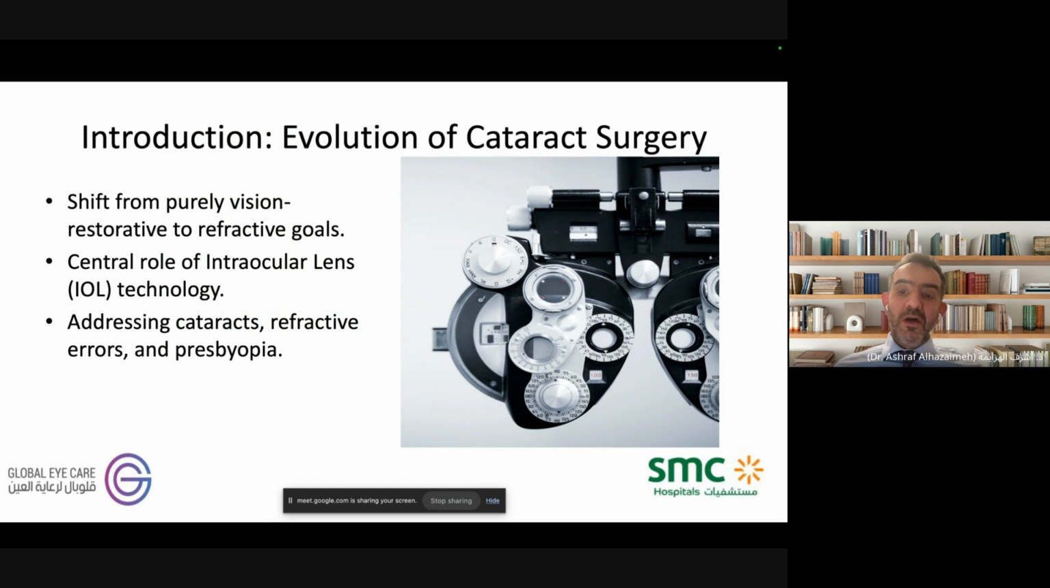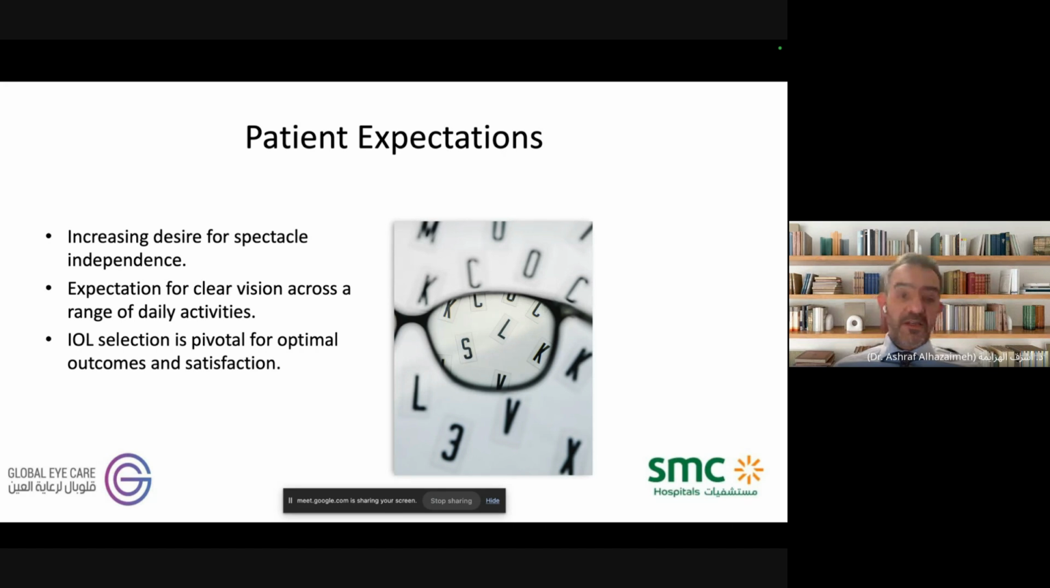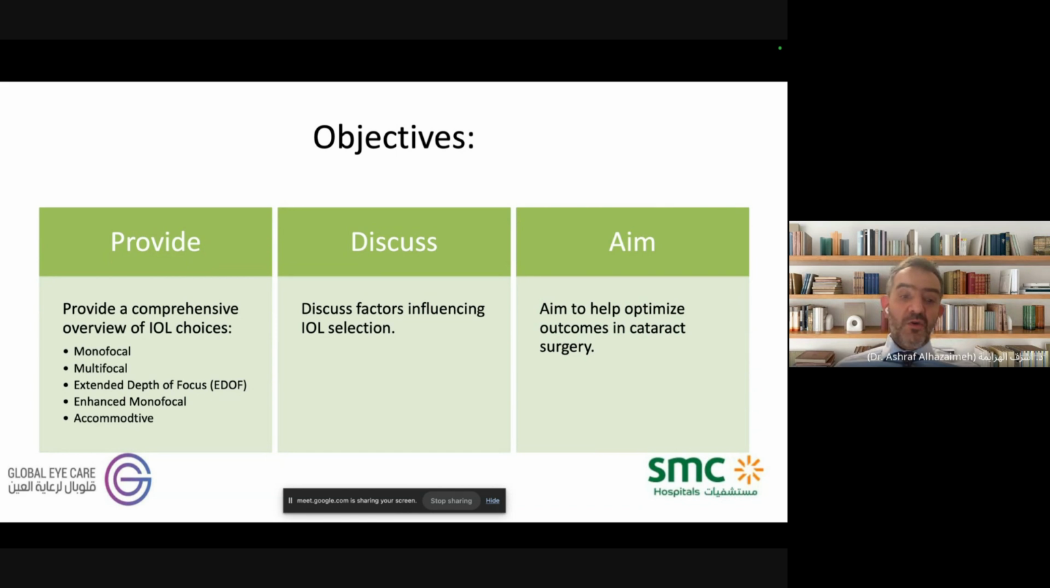As you all know, cataract surgery has changed during the last 10-15 years, from a surgery to restore vision to a surgery that has refractive outcomes, and it also addresses refractive and near vision. Patients' expectations also have changed during the last years. Now the patient wants to be fully independent of glasses. He expects clear vision through all the visual tasks he performs. So the objective of this talk is to introduce you to the different models of intraocular lenses, what the advantages and disadvantages of each model are, and how to tailor and optimize the results of your cataract patients using these lenses to get the best outcome.